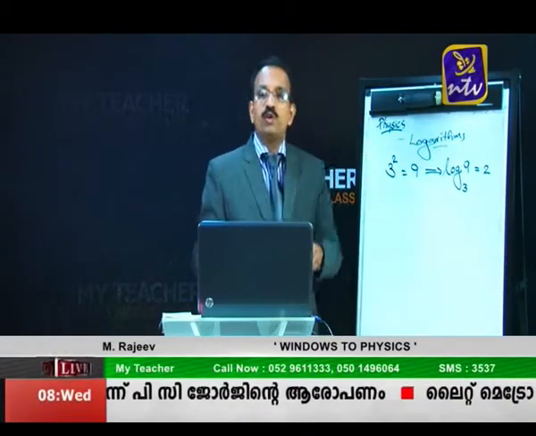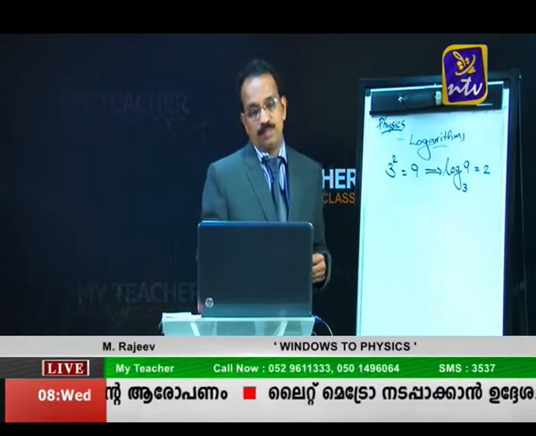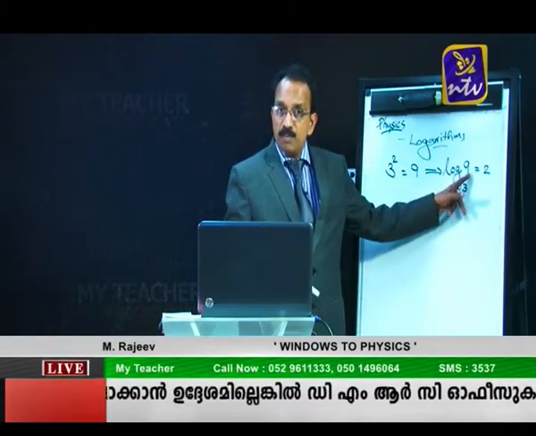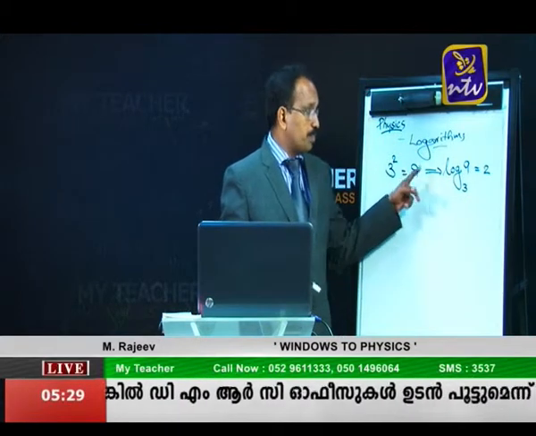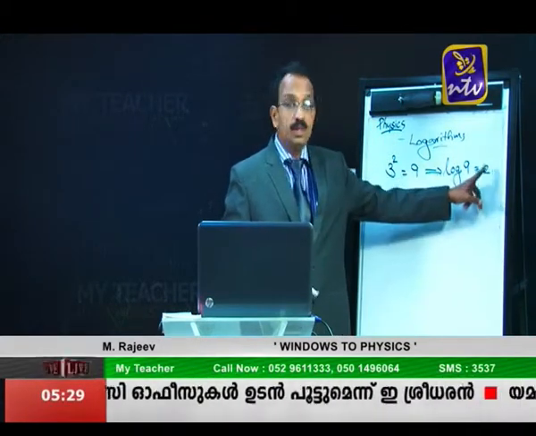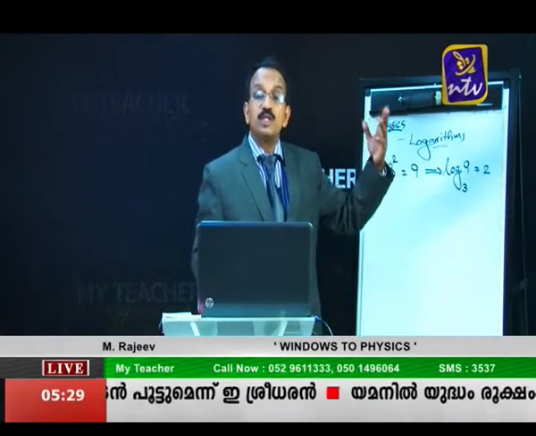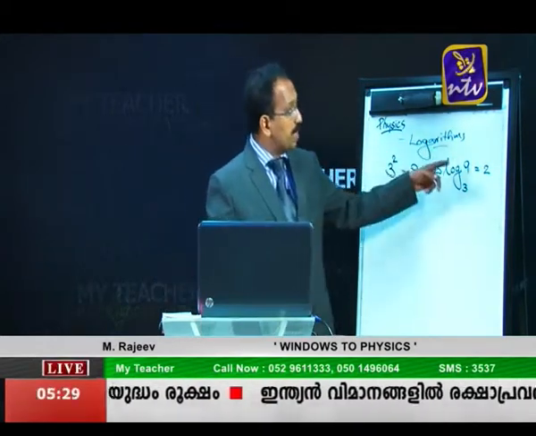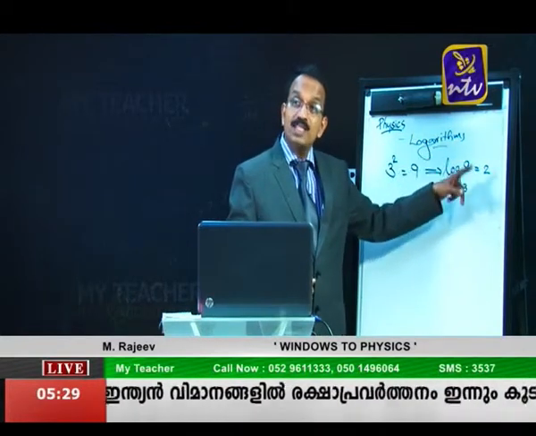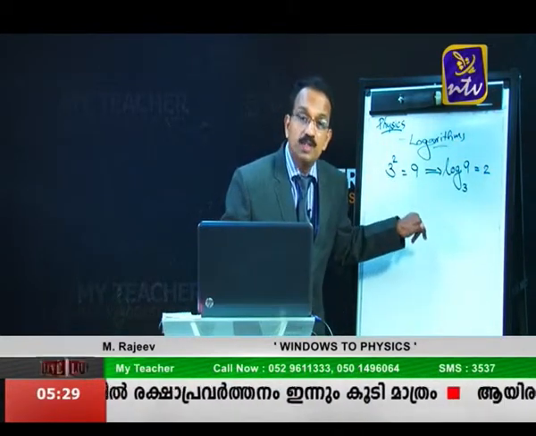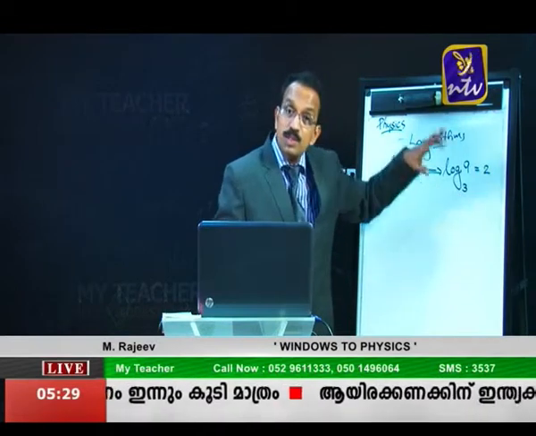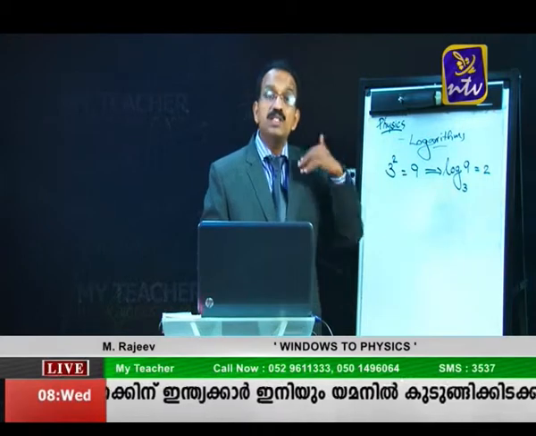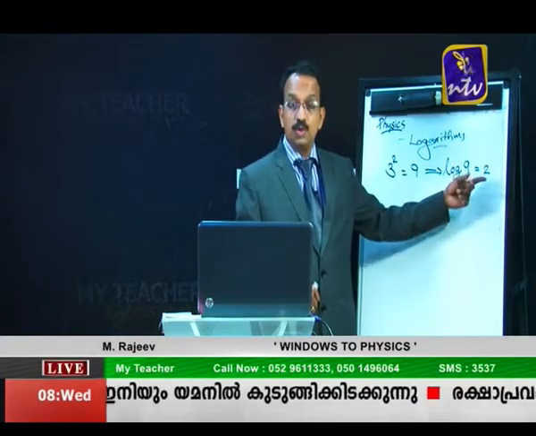Now can you define what a logarithm is? Look, the logarithm of a number, here the number is 9, is the power to which the base must be raised to get the given number. That's the definition of logarithm. Logarithm of a number is the power to which the base must be raised. The base is 3. How many times must 3 be multiplied? That is indicated by the number 2, to get the given number.